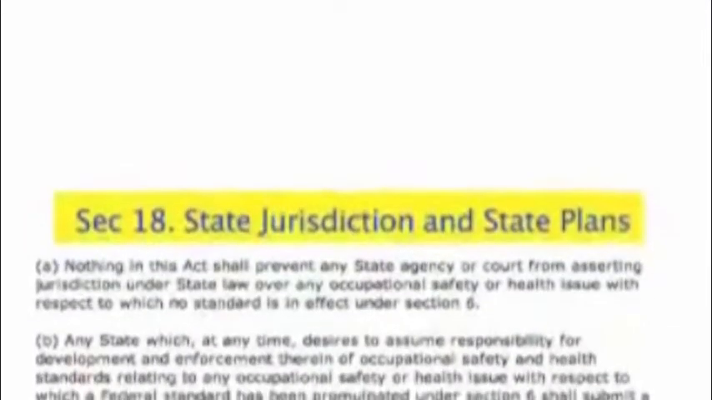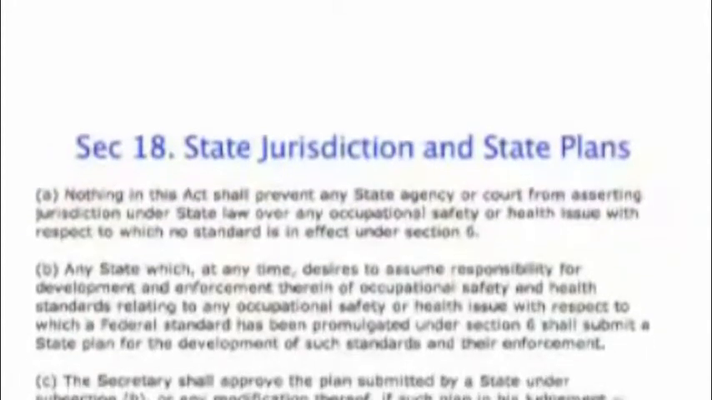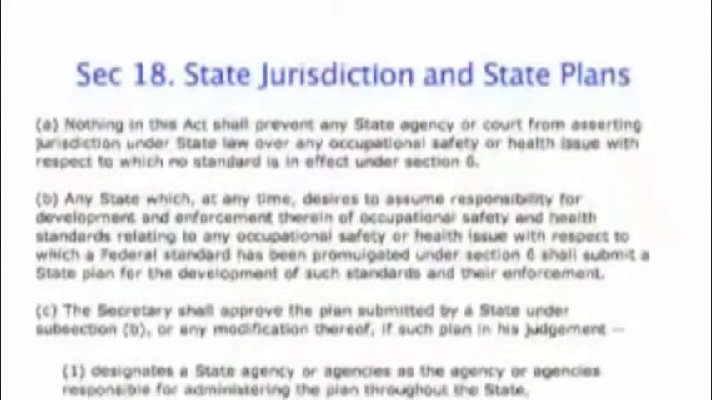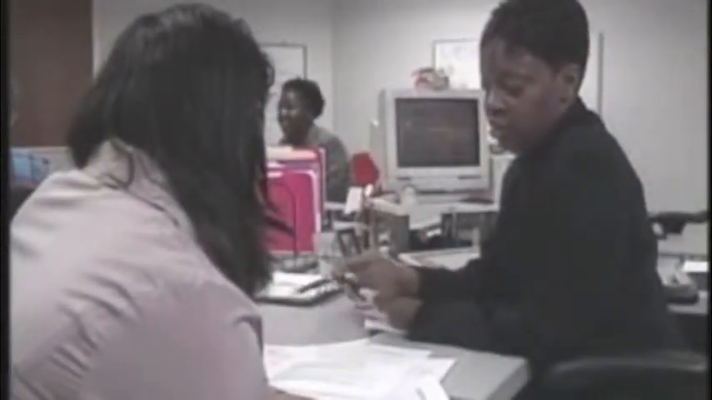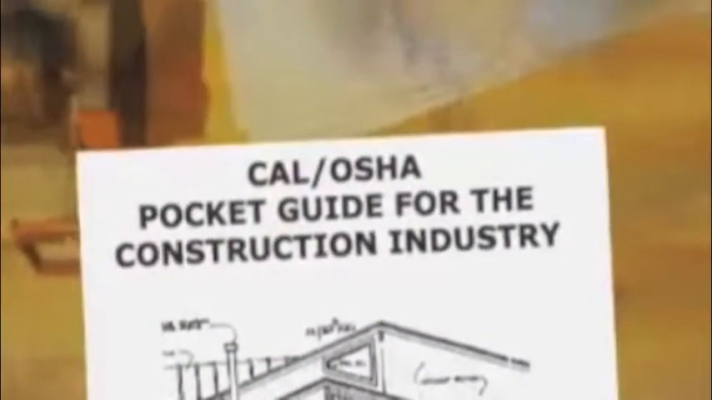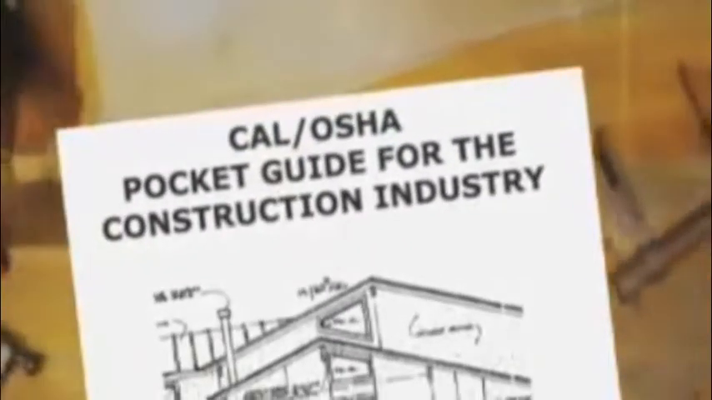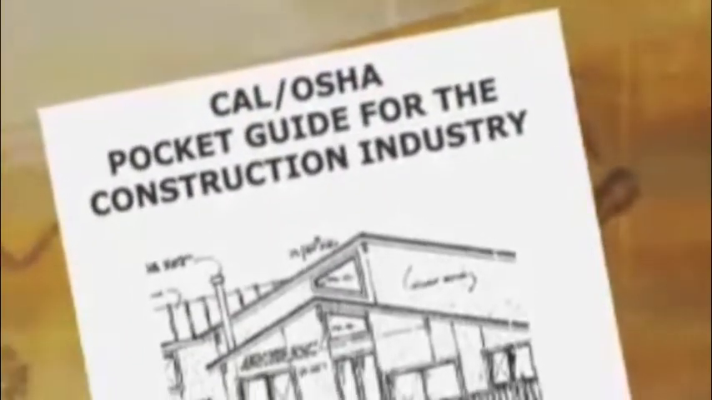Section 18 of the OSH Act encourages states to develop and operate their own job safety and health programs. There are currently 22 states and jurisdictions operating complete state plans covering both the private sector and state and local government employees. OSHA approves and monitors state plans, and states must set job safety and health standards that are at least as effective as comparable federal standards.